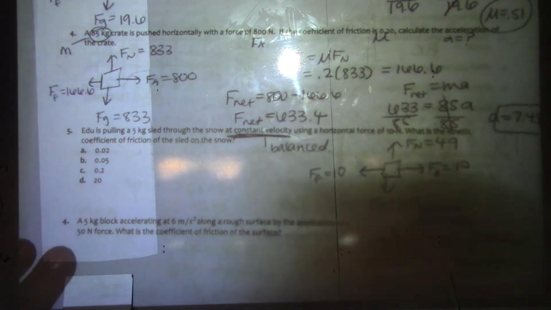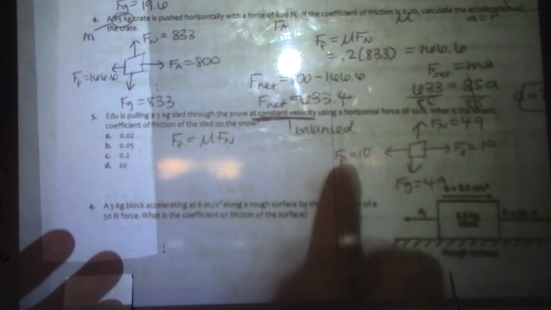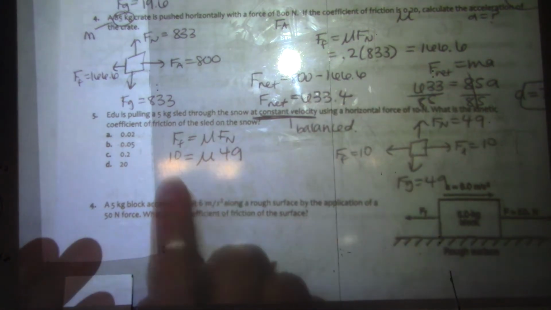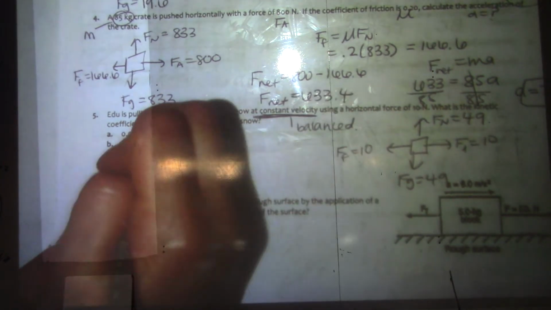And then to find the coefficient of friction, force of friction is mu Fn. We're looking for mu, so this is 10. Mu Fn is 49. Now we're going to divide. We want to divide the 49 over. And that gives me mu is 0.2.